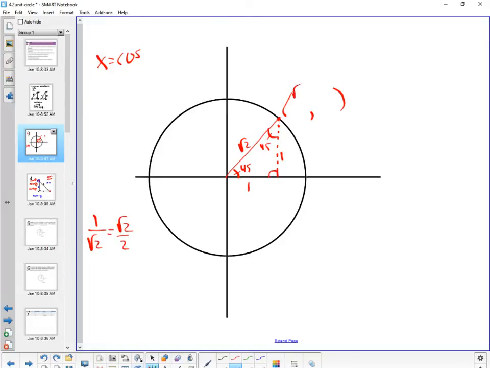So, guess what? That's the x value. What would the y be then? The y would be the same, wouldn't it?